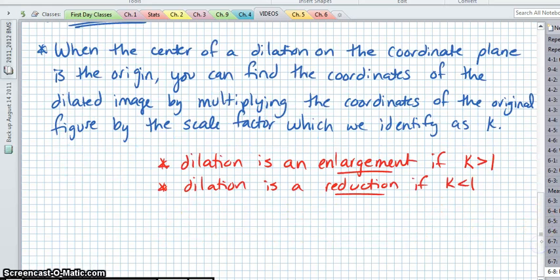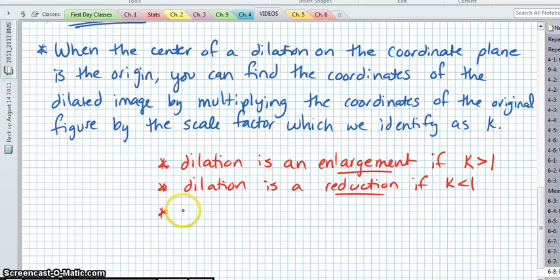So you might ask, well, what if k is equal to 1? Well, if the scale factor is 1, are we actually changing anything? No, because anything you multiply by 1 is itself. So that's why we're not talking about when k happens to equal 1, because that wouldn't represent a dilation.